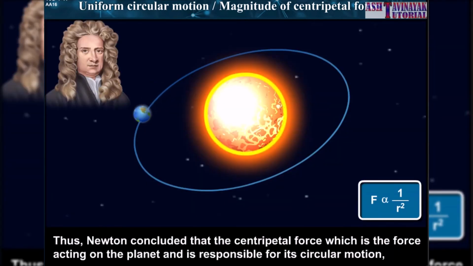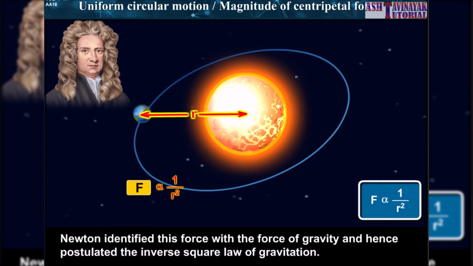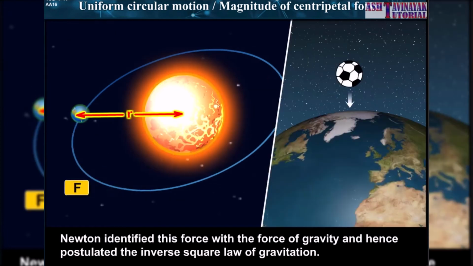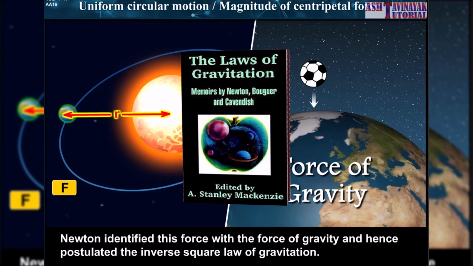Thus, Newton concluded that the centripetal force, which is the force acting on the planet and is responsible for its circular motion, must be inversely proportional to the square of the distance between the planet and the sun. Newton identified this force with the force of gravity and hence postulated the inverse square law of gravitation.